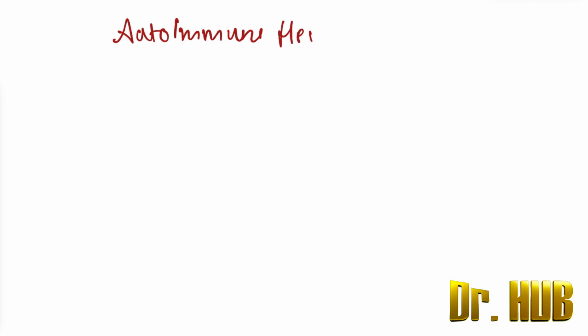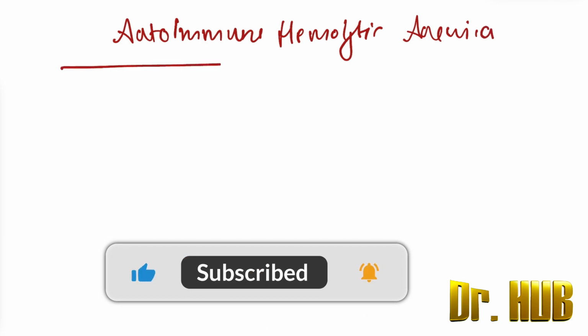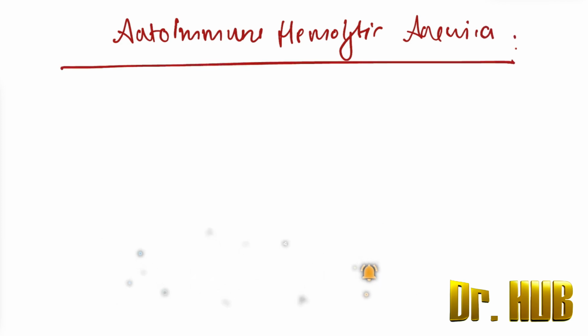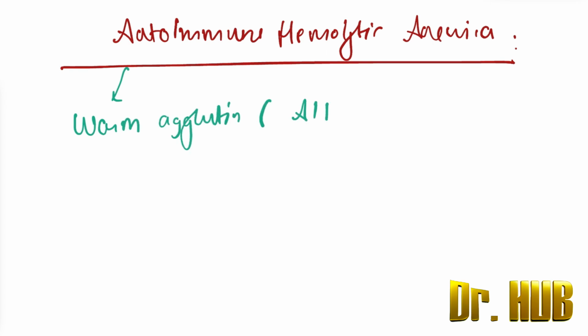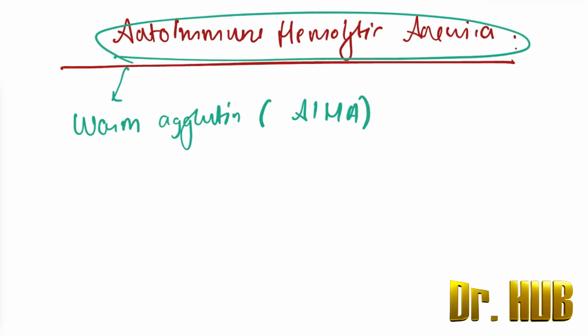Today we'll look at autoimmune hemolytic anemia. Under this there is a comparison between the warm and the cold. Now we'll look at warm agglutinin AIHA. AIHA is nothing but autoimmune hemolytic anemia, as we discussed above.